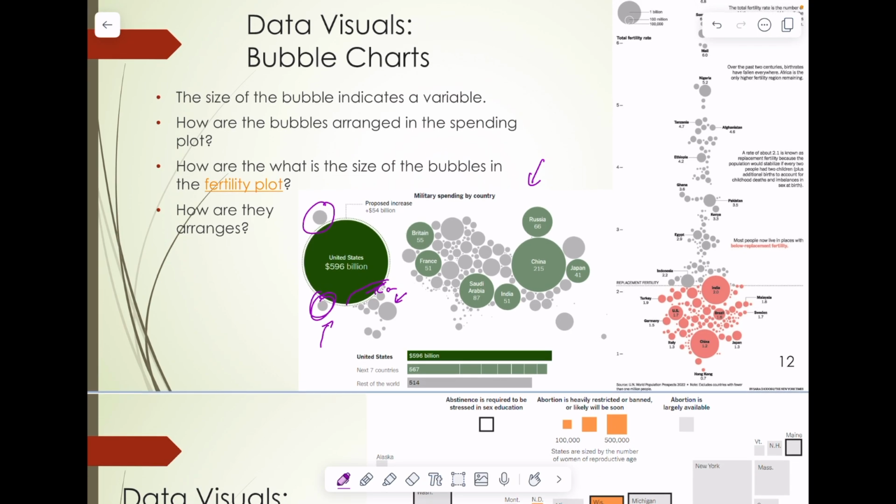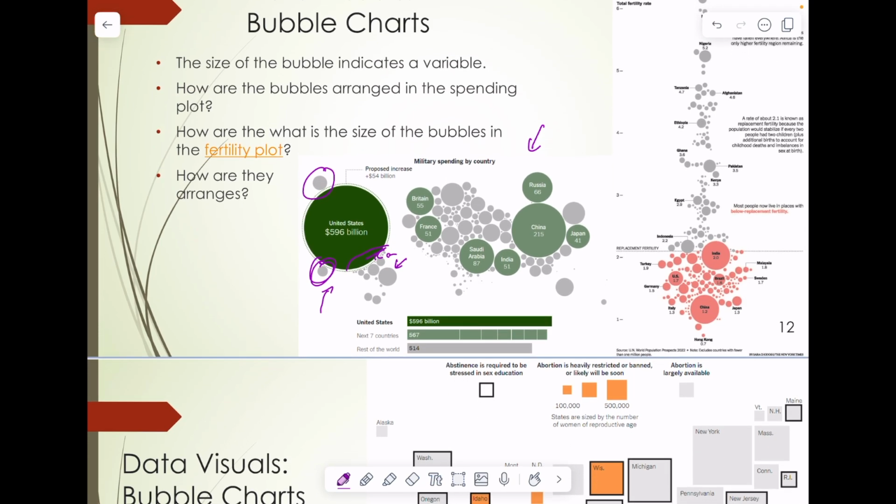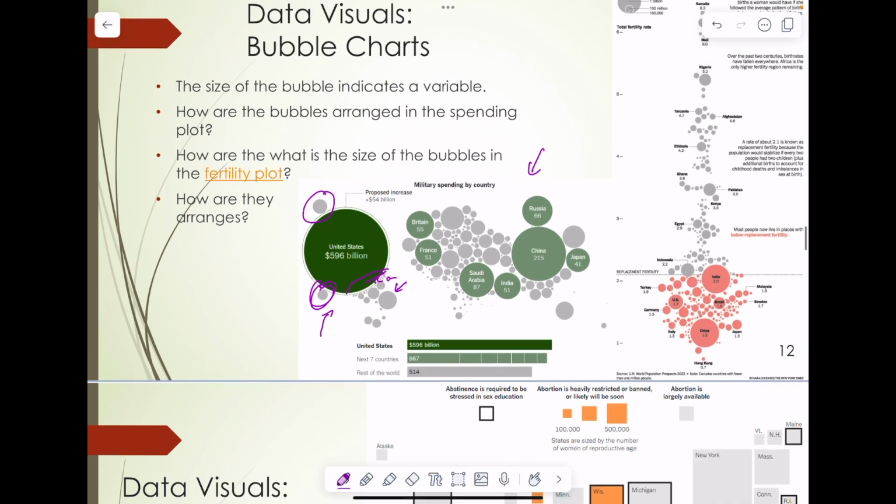Now, this in and of itself would be a sort of bad plot, but I just took a picture of this plot from a website. On the website, you could hover your mouse over every one of these little dots, and it would tell you the name of the country. Space does not permit the name of the country to be on every little dot, so they use technology here. If you hover your cursor over it, you get the country's name and spending. And so that's very useful.